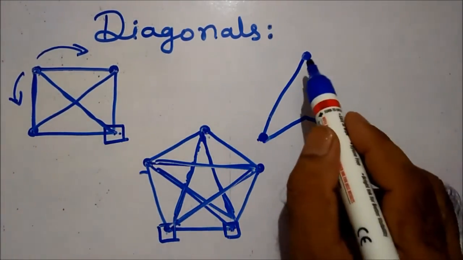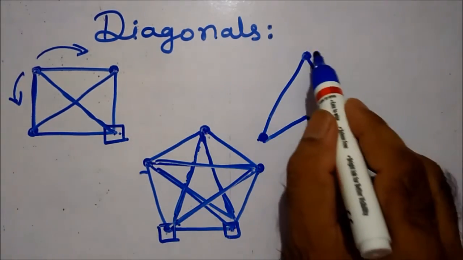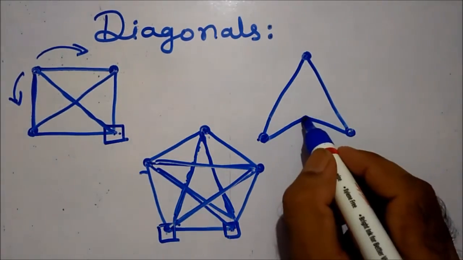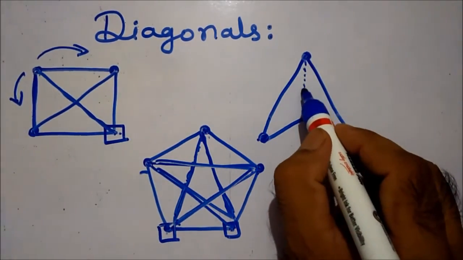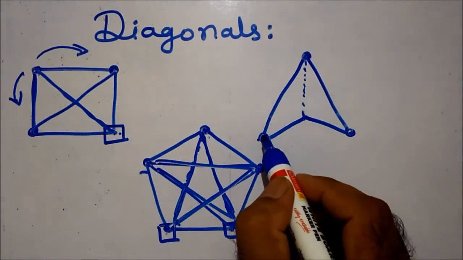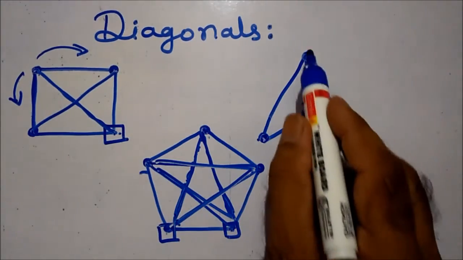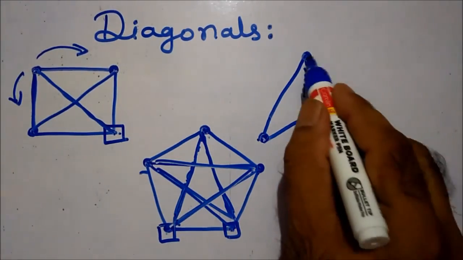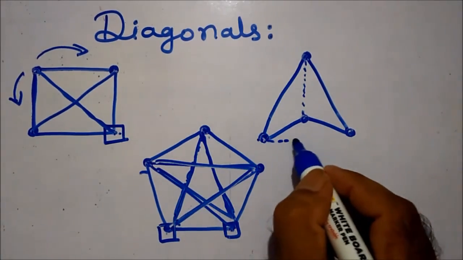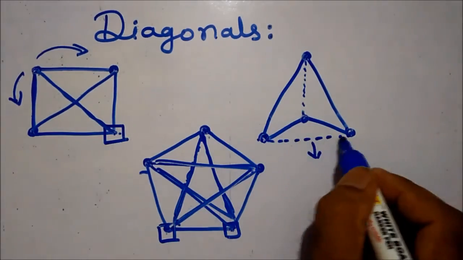Now let's take this. Suppose we are considering this vertex, so the consecutive vertices are 1 and 2, this is non-consecutive, so let's join. So this is the diagonal. Now consider this vertex, so the consecutive ones are 1 and 2, and which is non-consecutive, this one, so let's join. So is this a diagonal?